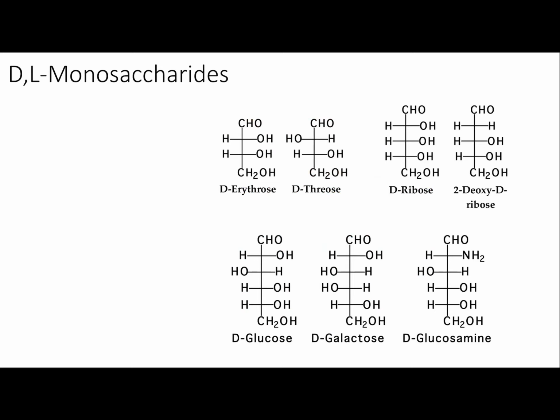Here are some tetroses and pentoses. So tetroses, and these are pentoses. And these are actually D tetroses and pentoses. These are the most common ones. So as far as tetroses go, we have erythrose and threose. You can see here the positions of those OH groups on the last chiral carbon.